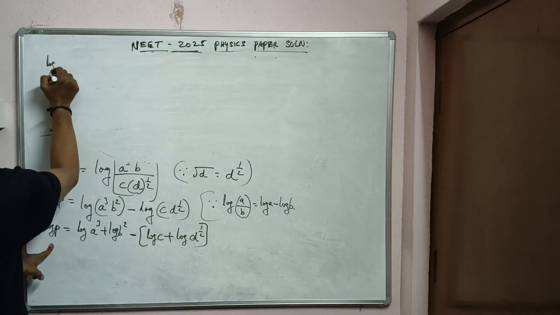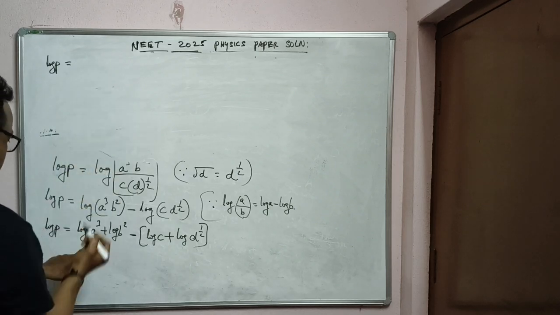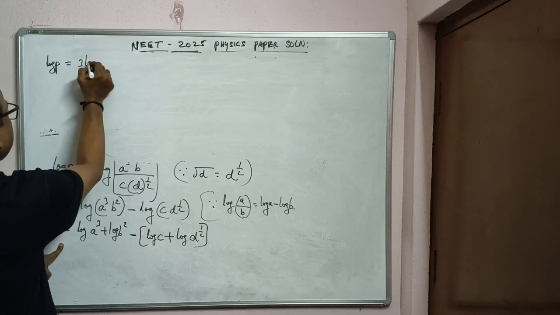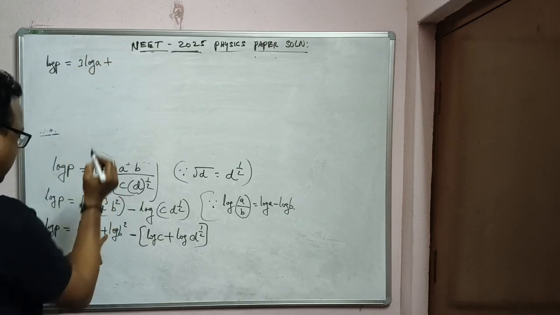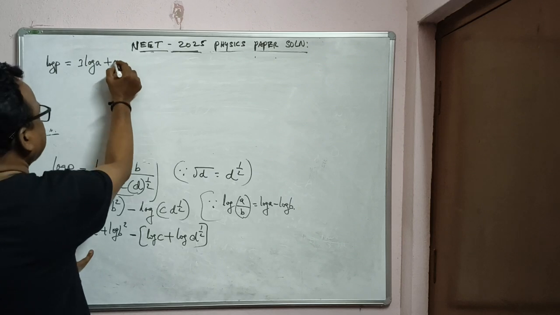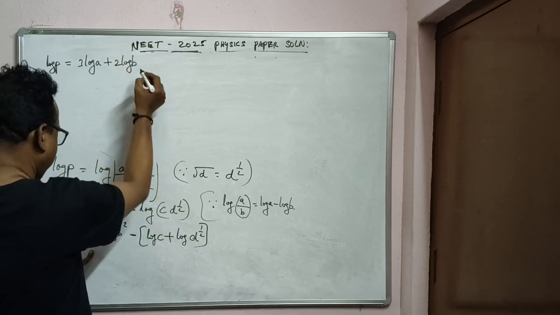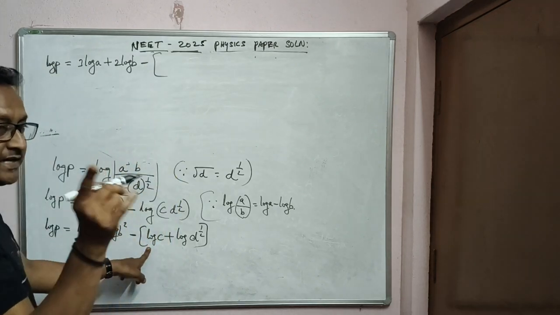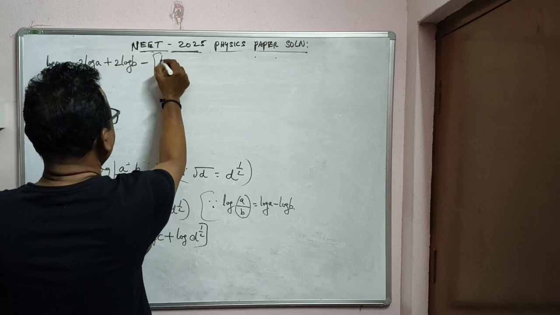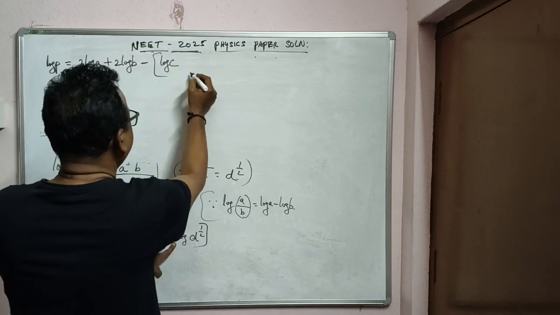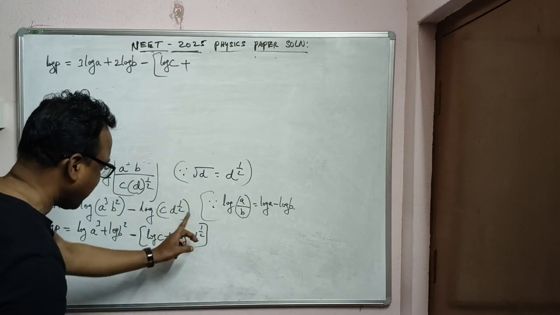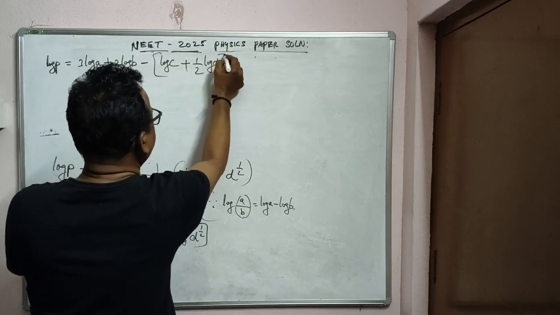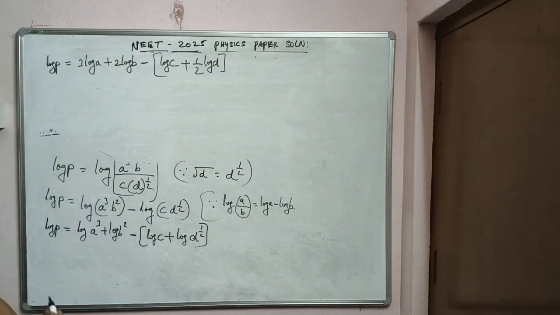Now see here, log P is equal to, this one, log a power m means m log a, that is 3 log a plus, same thing, log b square I can write as 2 log b, minus. I will explain regarding this minus later on in errors, why it is omitted. Log c as it is, plus, again log a power m means m log a, that is half log d. Clear? Right.